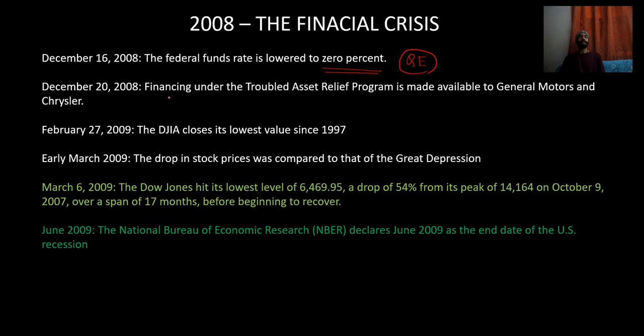December 20, 2008, financing under the Troubled Asset Relief Program is made available to General Motors and Chrysler. So the automotive companies are now being bailed out. Not only the banking companies, not only the financial institutions, even automotive companies, that is a typical manufacturing company, are being bailed out. February 27, 2009, the Dow Jones closes at its lowest value since 1997.